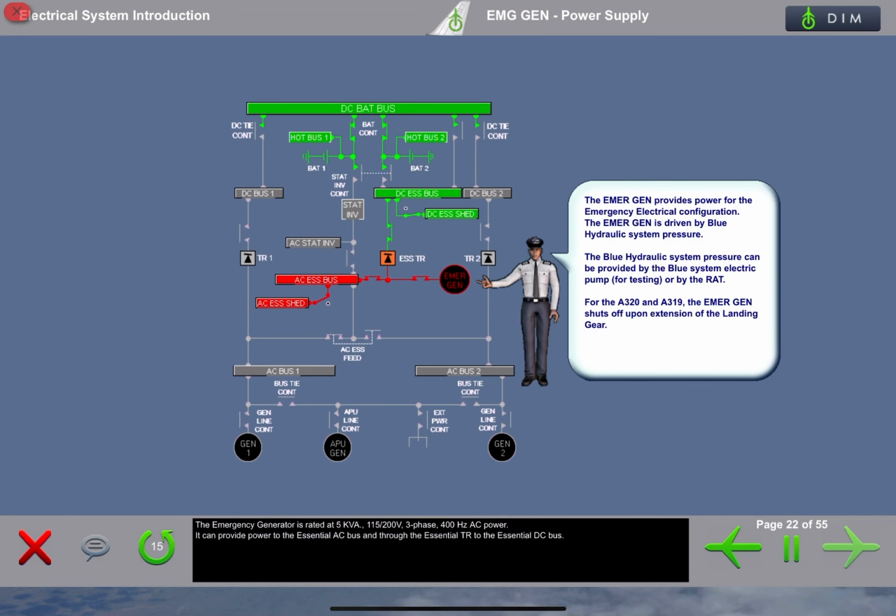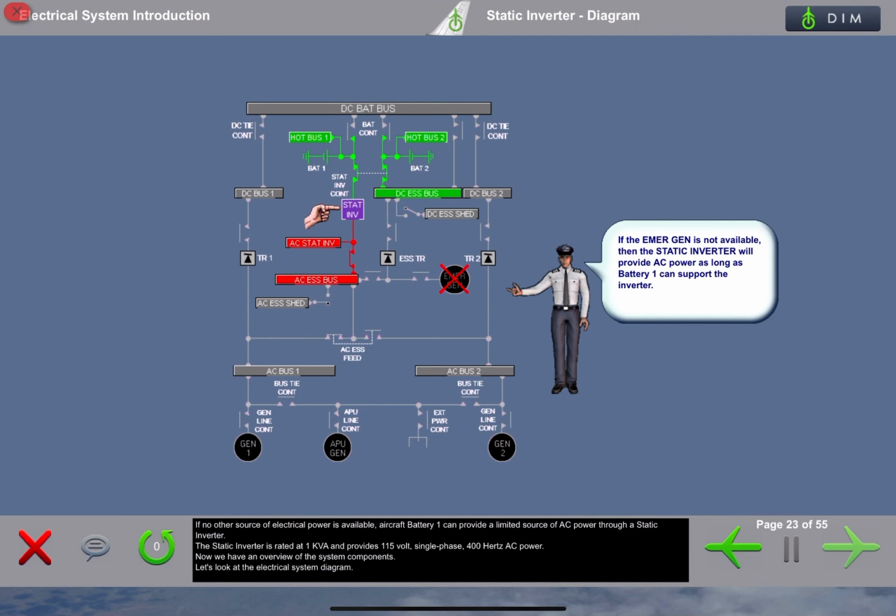The emergency generator is rated at 5 kVA, 115/200 volt, 3-phase, 400 Hz AC power. It can provide power to the essential AC bus and through the essential TR to the essential DC bus. If no other source of electrical power is available, Aircraft Battery 1 can provide a limited source of AC power through a static inverter. The static inverter is rated at 1 kVA and provides 115 volts, single phase, 400 Hz AC power. Now we have an overview of the system components. Let's look at the electrical system diagram.